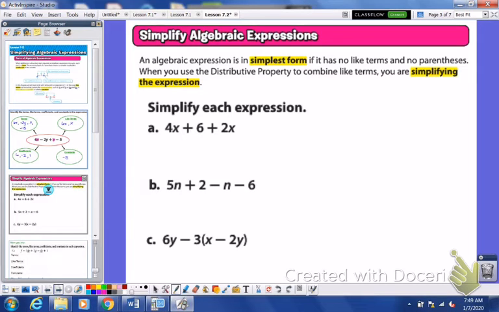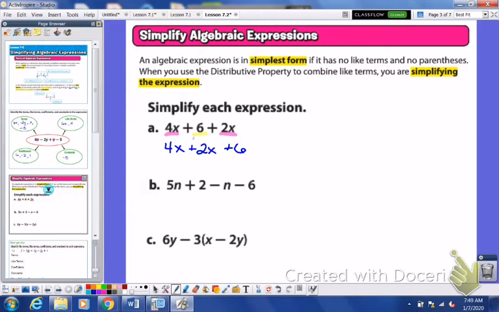Okay, so first example, 4x plus 6 plus 2x. We're looking for our like terms. So I see I have an x, and I have a constant. So if it helps, you can rewrite it first so your like terms are next to each other. So 4x plus 2x plus 6.